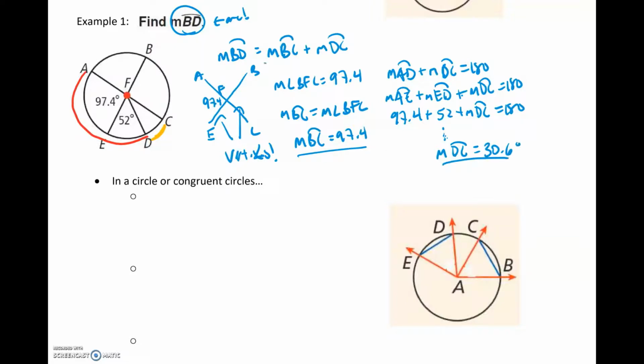Right, so now I have my two missing pieces. I can finish this off. So the measure of arc BD equals 97.4 plus 30.6, which gives me 128 degrees.